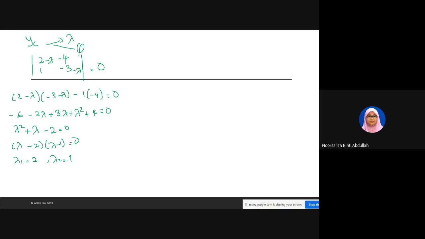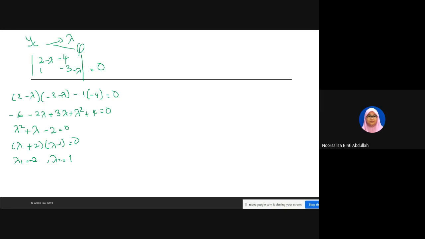Betul? Lambda plus 2 doktor. Ah, salah eh? Lambda yang first tu. Okay, lambda plus 2, this one jadi negatif lah kan? Betul? Okay, so lambda 1 equals to minus 2, lambda 2 equals to 1.